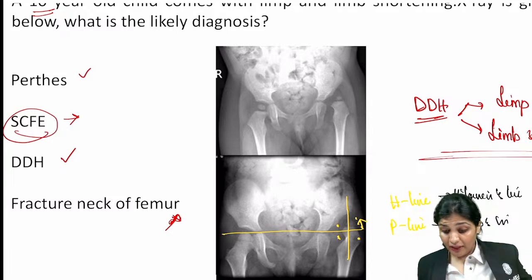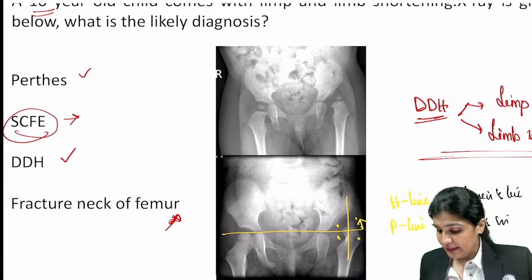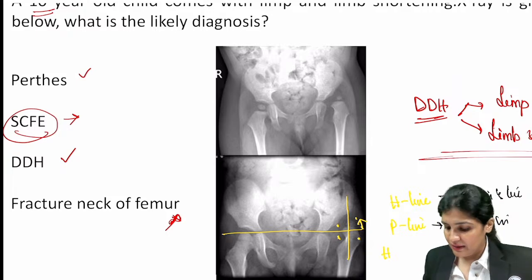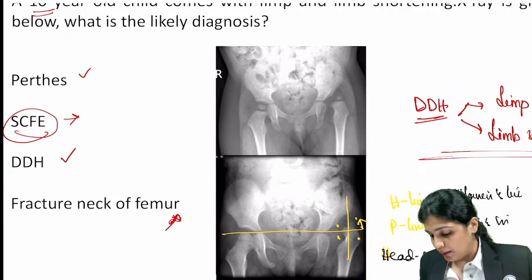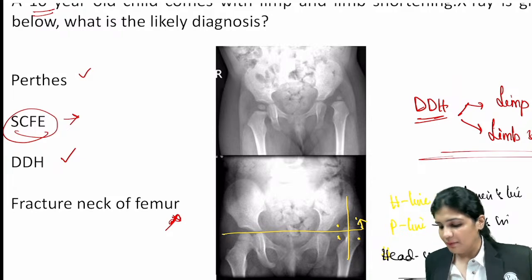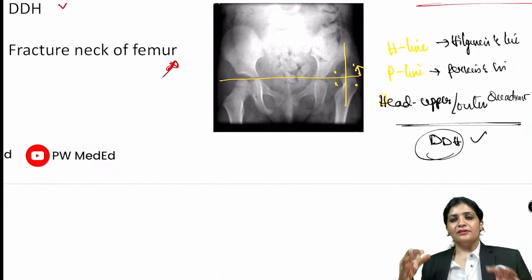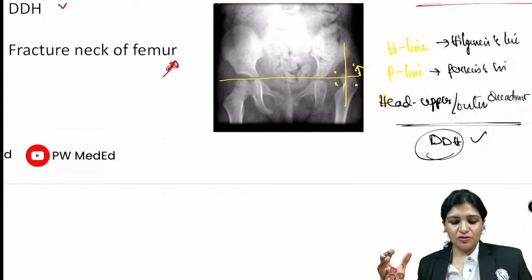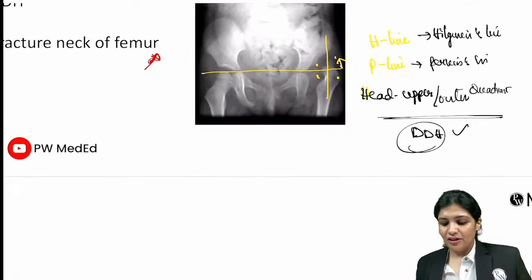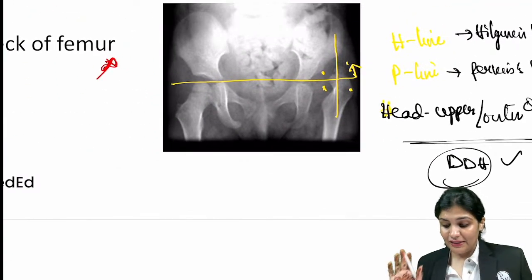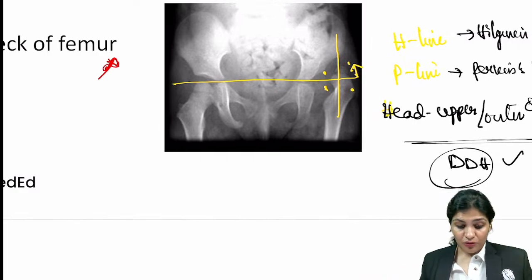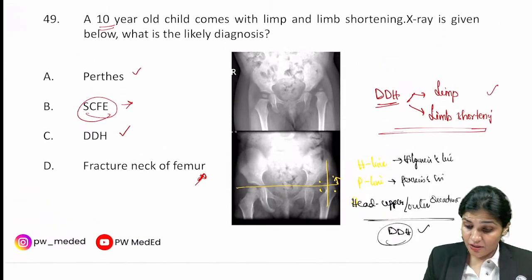So now if you see this particular X-ray, the head is lying in the upper and outer quadrant. If you see the head in the upper and outer quadrant, that is the indication of DDH, developmental dysplasia of the hip, where the patient is usually seen in the walking age, that is around 10 years, right? In the walking age you see this type of head. So that is the DDH, and the answer would be DDH.